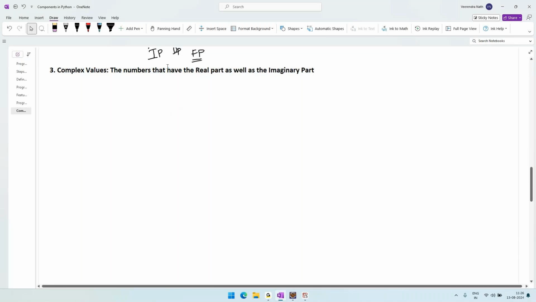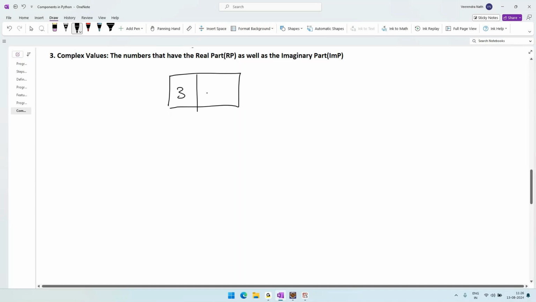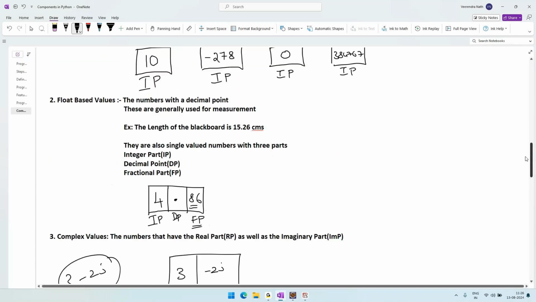The real part we can call RP, and the imaginary part, so as not to get confused, I'll say IMP. They are used for imaginary numbers. Suppose I am writing 3 minus 2j. Then 3 is the real part and minus 2j is the imaginary part. That is how complex values are going to be.